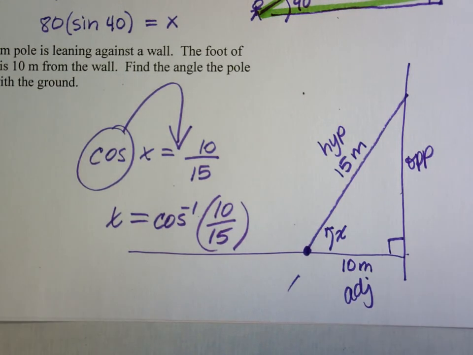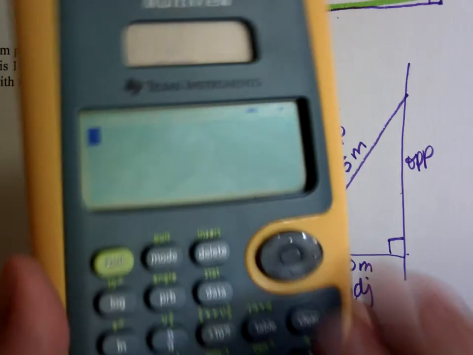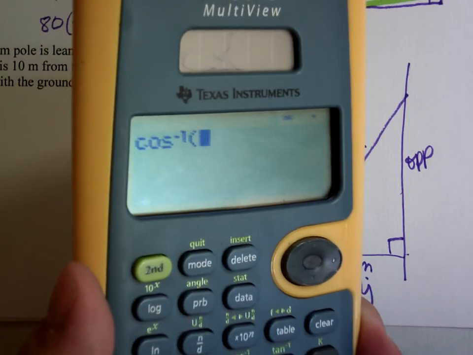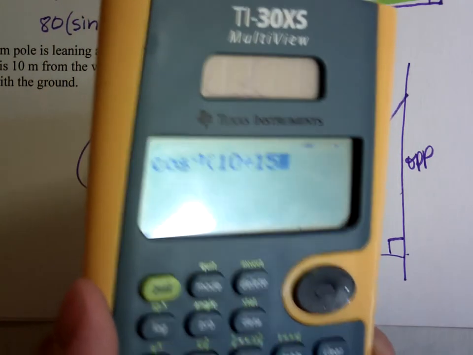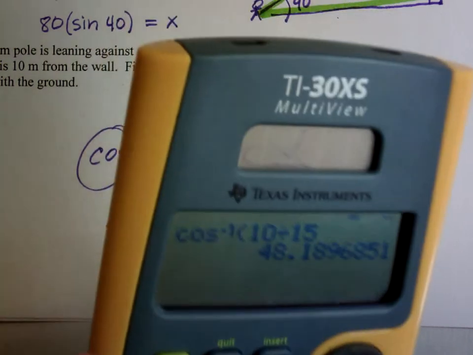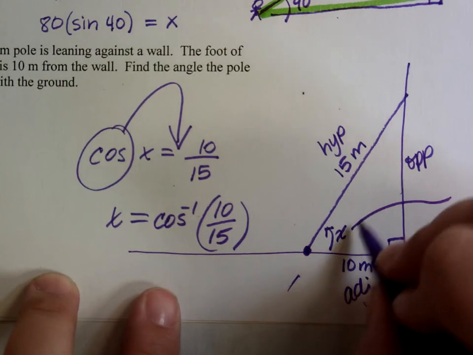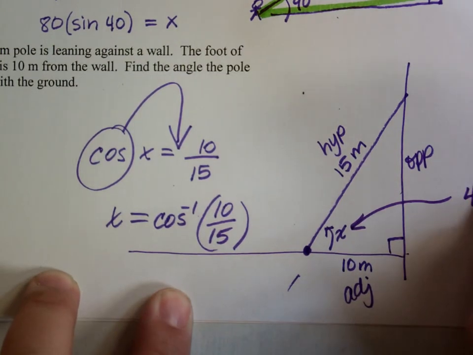So in my calculator, I will do inverse cosine, second cosine. You get that little -1 of 10 divided by 15. And I get 48.18. Usually with angles, we round to the nearest degree, so that's 48 degrees.